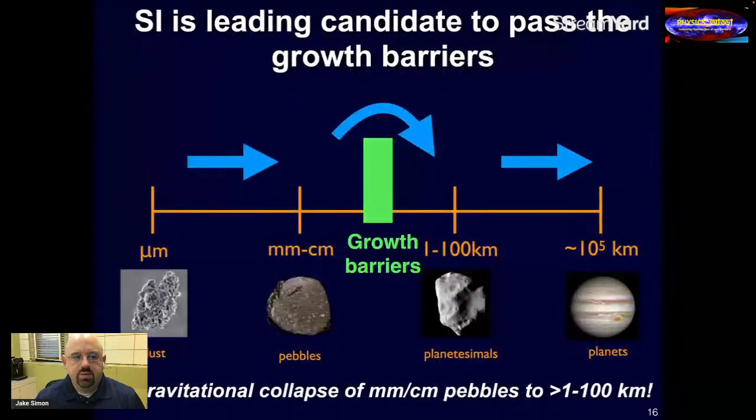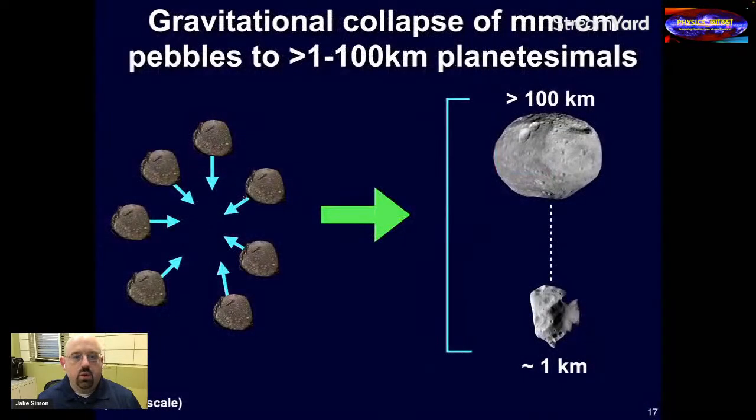Okay, so the streaming instability is currently the leading candidate to sort of jump over these growth barriers, right? You don't actually have to stick millimeter, centimeter size pebbles together. You just avoid that altogether and just have them collapse gravitationally to this sort of planetesimal size scales. More pictorially, this is kind of what's happening, right? These pebbles, this is not at all to scale, by the way. These are centimeter sizes. This is 100 kilometer size. That's 1 kilometer. So just a cartoon.